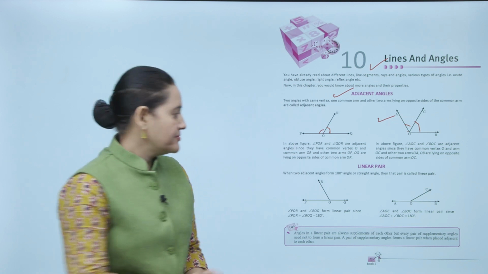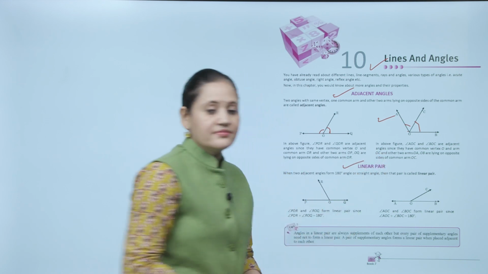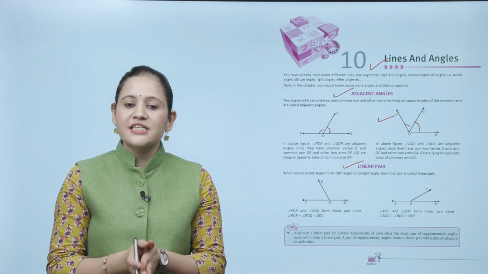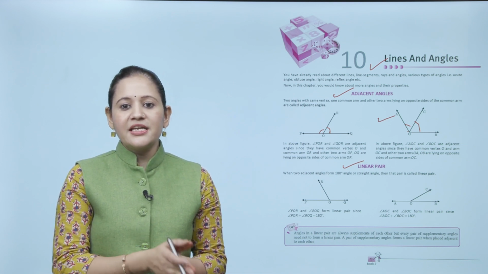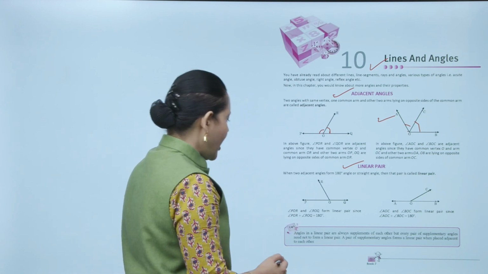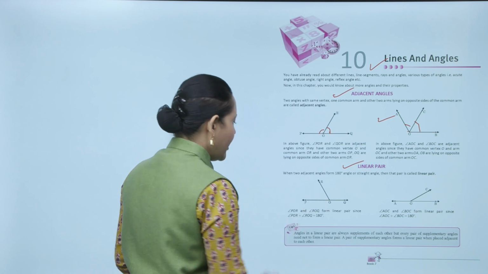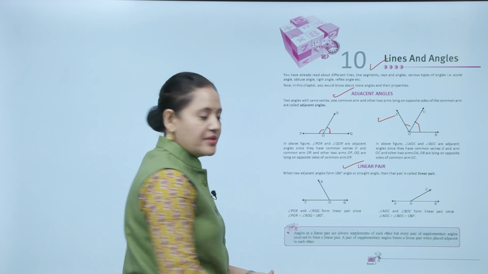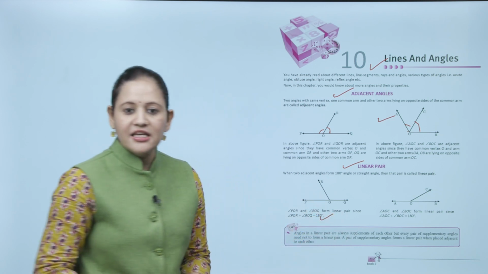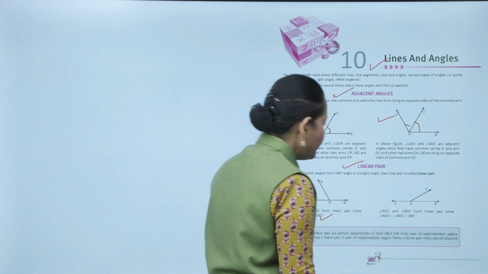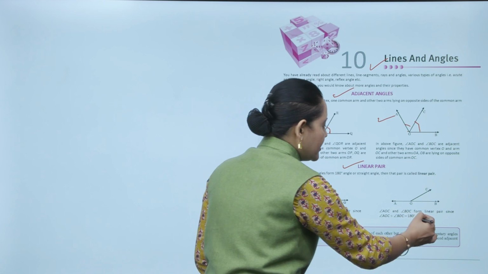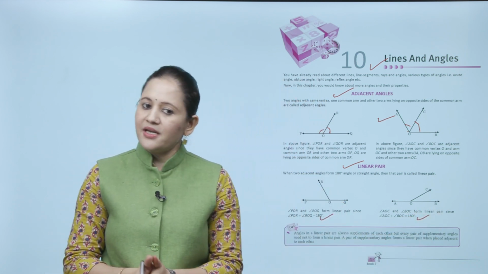Next, linear pair. When two adjacent angles form a 180 degree angle or straight angle, then the pair is called a linear pair. In this figure, angle POR and ROQ form a linear pair since their total is 180 degrees. Clear? If we talk about this figure, angle AOC and COB total 180 degrees, so they will form a linear pair. Clear?